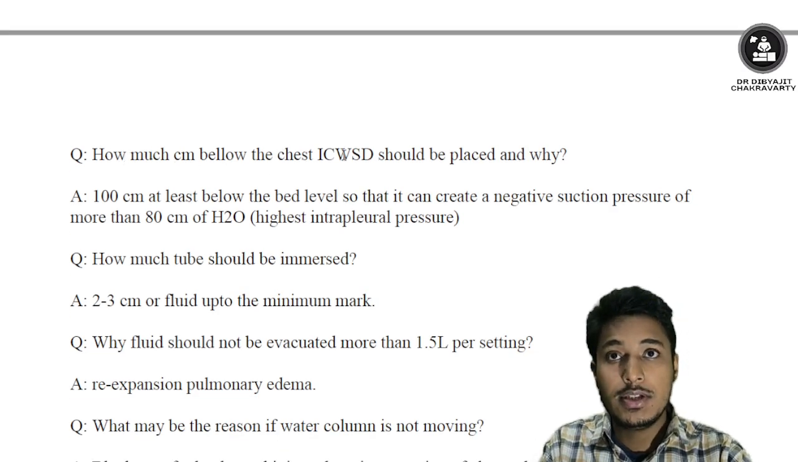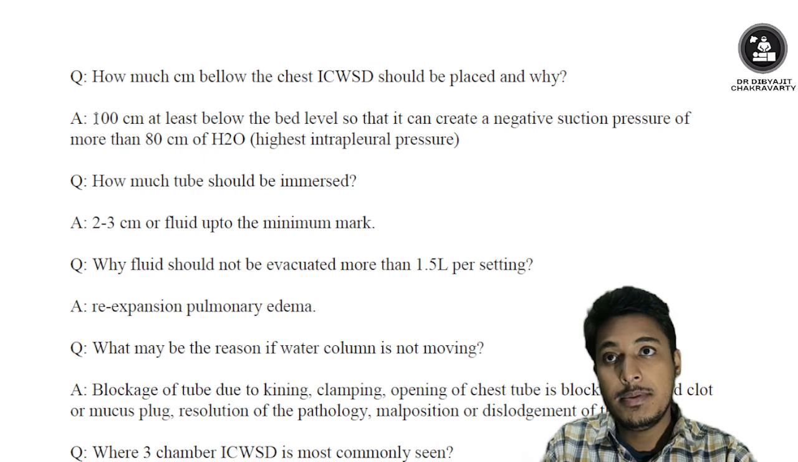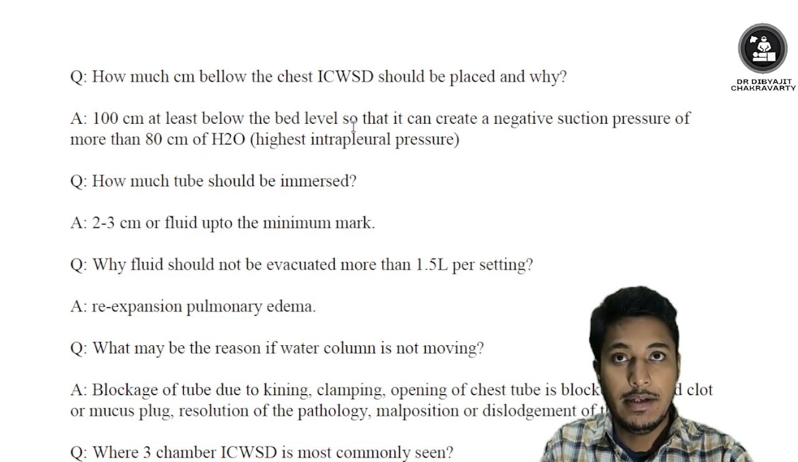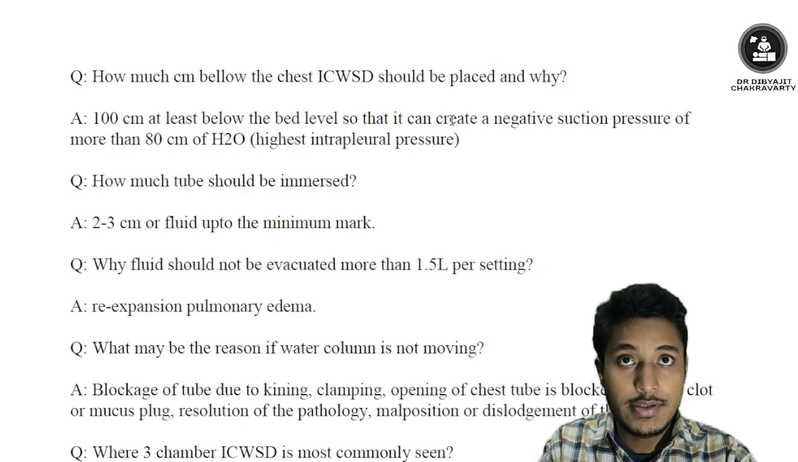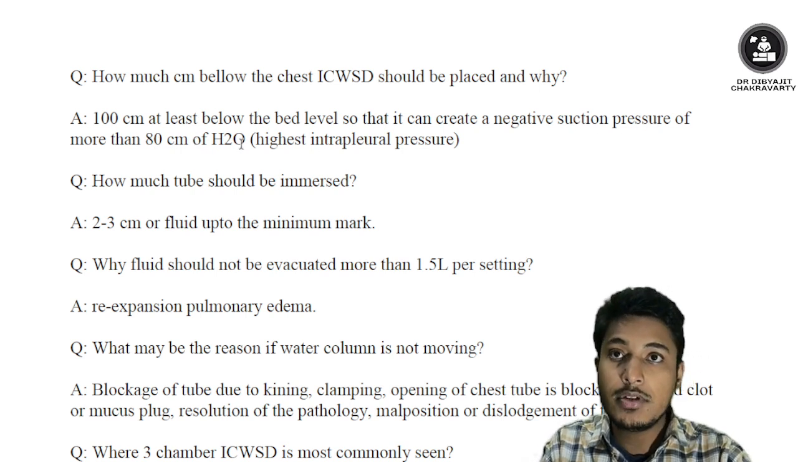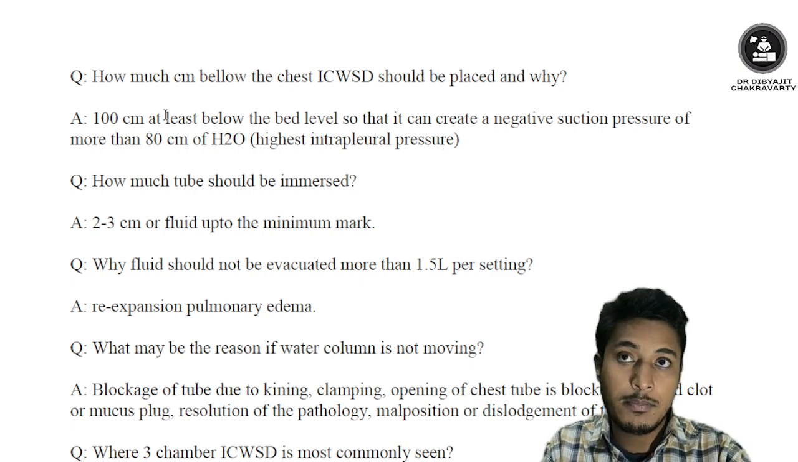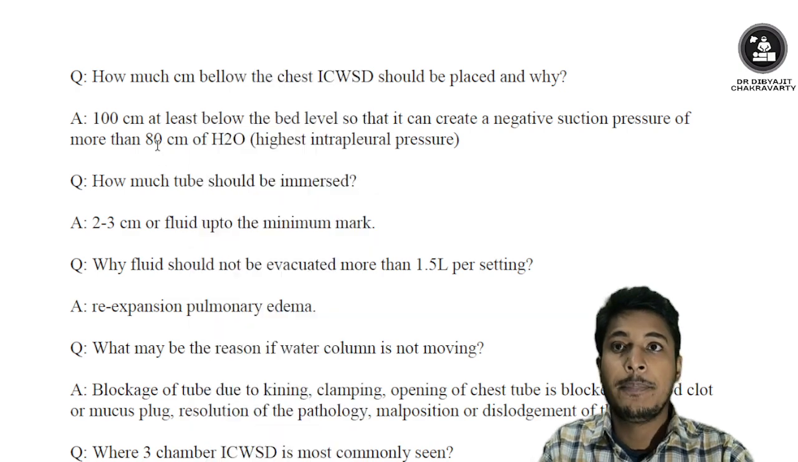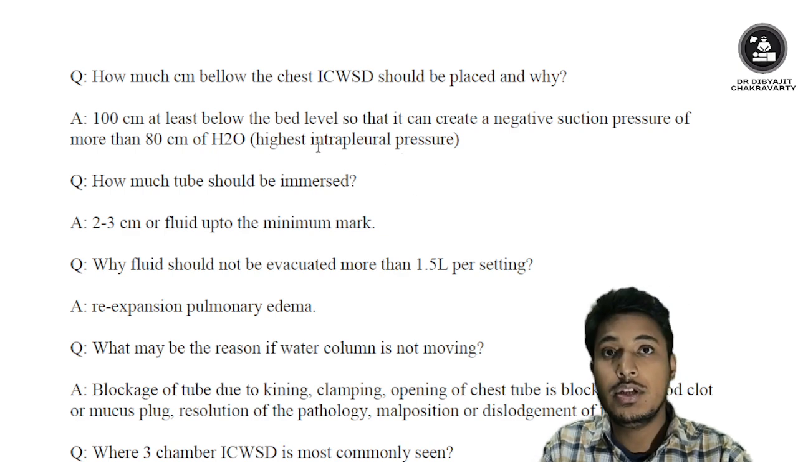How many centimeters below the chest should the intercostal water seal be placed, and why? This is a very important question. It should be placed a minimum of 100 centimeter below the patient's bed level, that is at the point of insertion of the chest tube, which leads to a creation of a negative suction pressure of more than 80 centimeter. And why is this important? Because this is the highest interpleural pressure. This is the negative pressure, so it may suck the fluid back into the pleural cavity. So if this is more than 100 centimeter and more than 80 centimeter of H2O, then there is no backflow of the fluid into the pleural cavity.